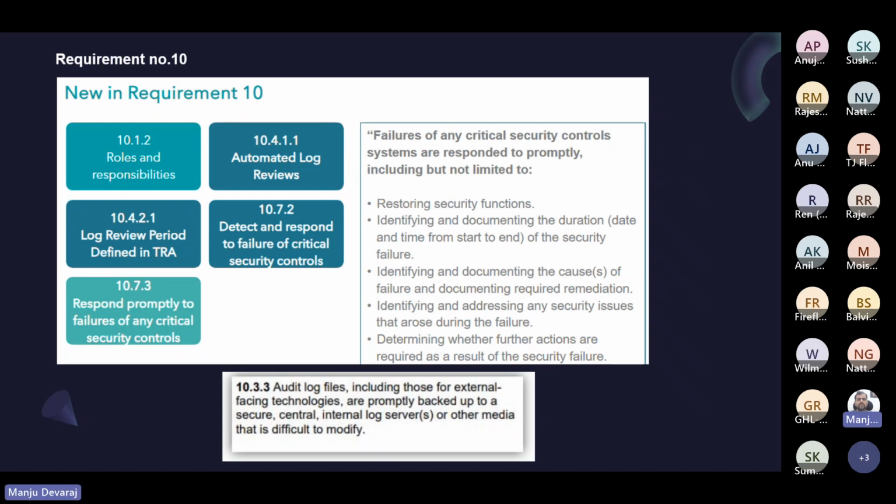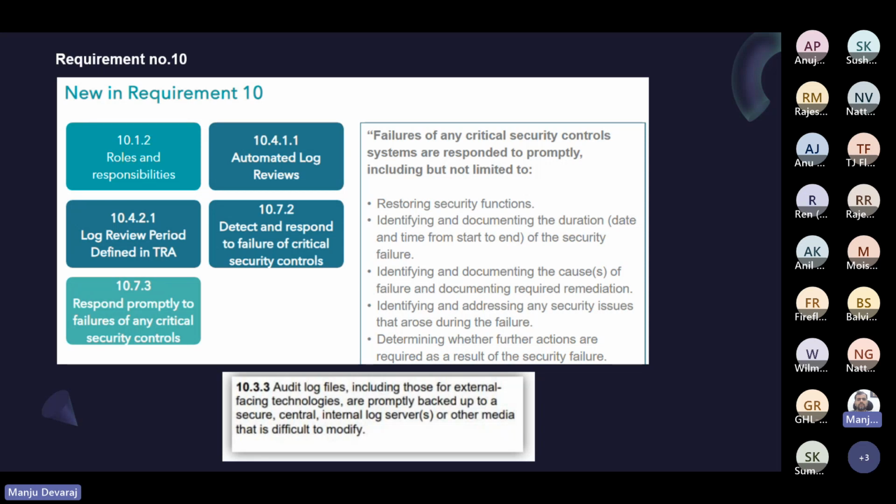Requirement number 10 is about audit logs and the log review period. Now there is an automated log review. More importantly, before they were talking about daily log review, which was really not fitting in. Most systems were picking up logs dynamically. Everything flow is automated, they get incidents out of it and they work on it, right? That's why the update is saying automated log review. That's good. Another is the log review period defined in the TRA, targeted risk analysis.